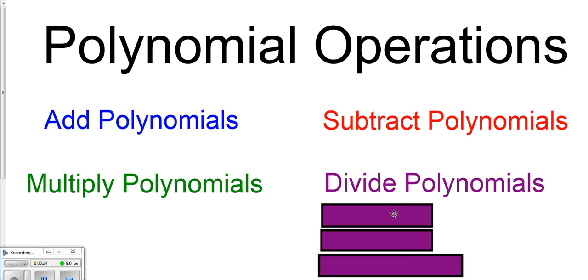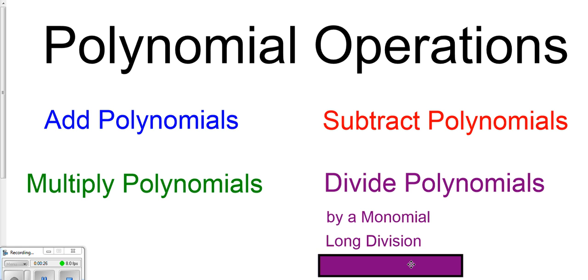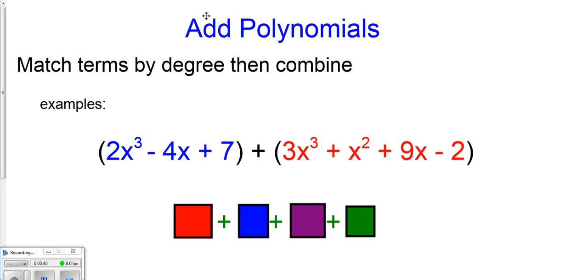polynomials. Now, when we divide, you'll notice that there are a couple different ways we can look at it. We're going to look at dividing polynomials just by a monomial, dividing polynomials using long division, and dividing polynomials using synthetic division. We'll go over what each of those mean. But for now, let's just jump right into adding polynomials. Now, when we are adding polynomials, we're just simply matching the terms by degree and then combining our like terms.